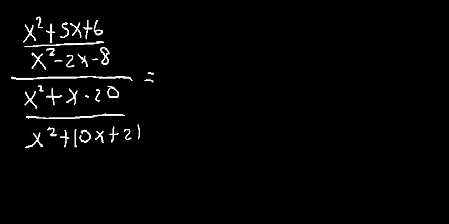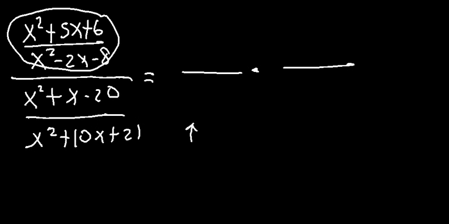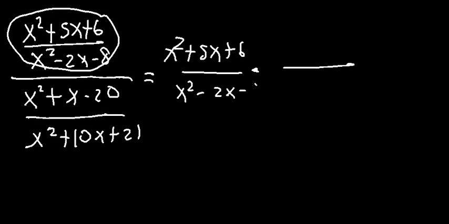So we can use keep, change, flip, but we're going to factor it at the same time. So this is going to go in the first fraction. So if we factor x squared plus 5x plus 6, well, let me rewrite it first. It's going to be x squared plus 5x plus 6 over x squared minus 2x minus 8. And then, since we changed division to multiplication, we're going to flip the second part. So this is going to go on top, and this is going to go on the bottom.